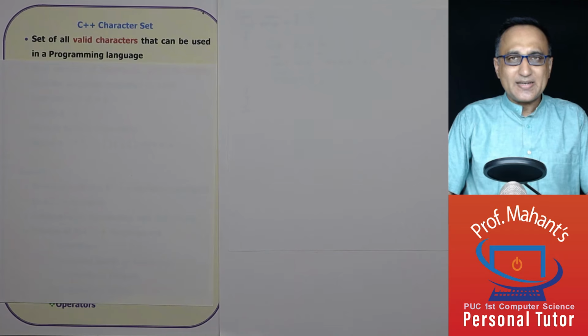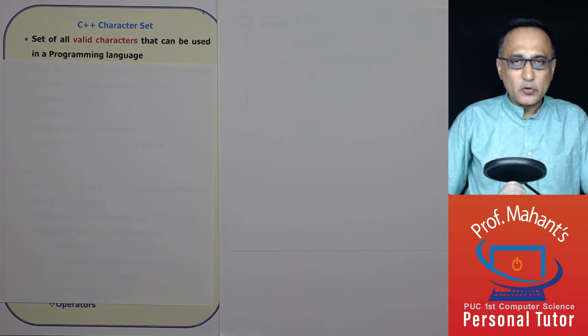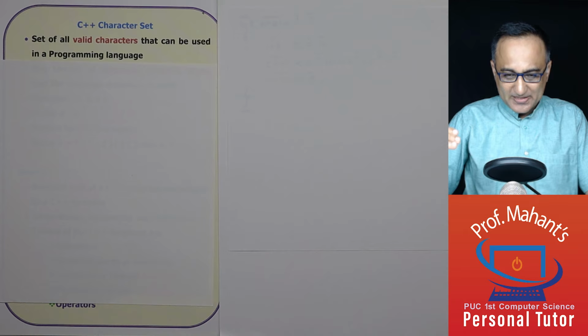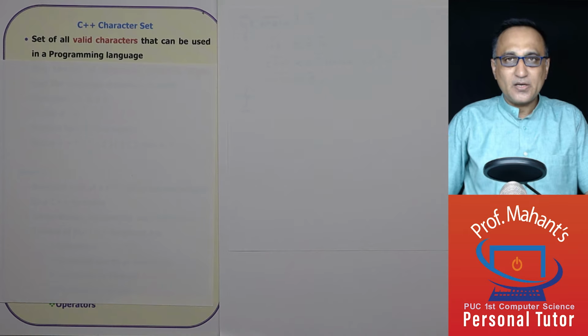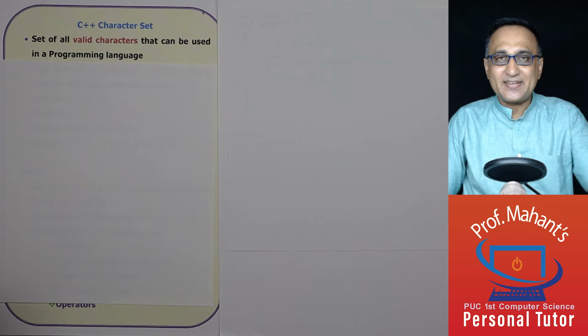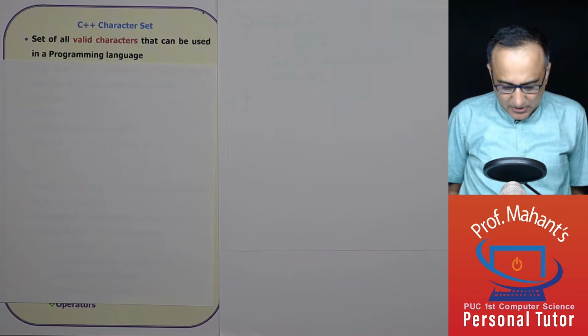We shall now talk about the C++ character set and tokens. Before we head to tokens, let us first understand what is C++ character set. Now, forget about programming. In English, if I have to write something, I need to use alphabets A to Z, numbers 0 to 9, and the grammar symbols like full stop, colon, semicolon, exclamation, and all. So all these form the characters or character set of English language.